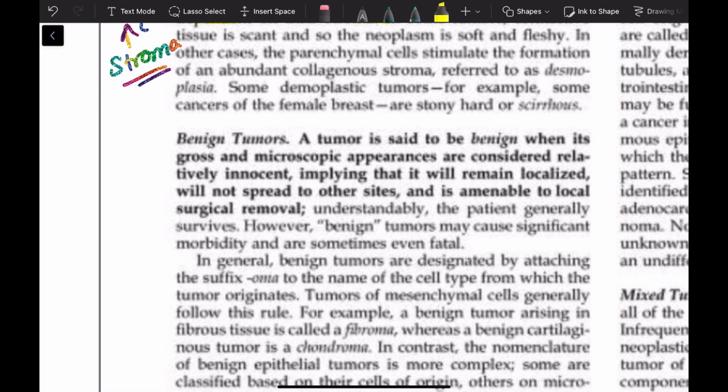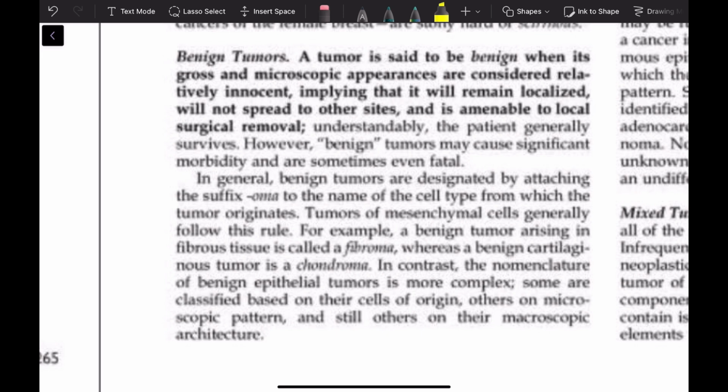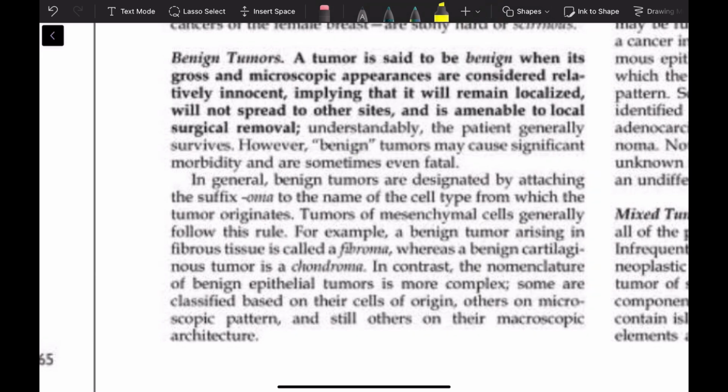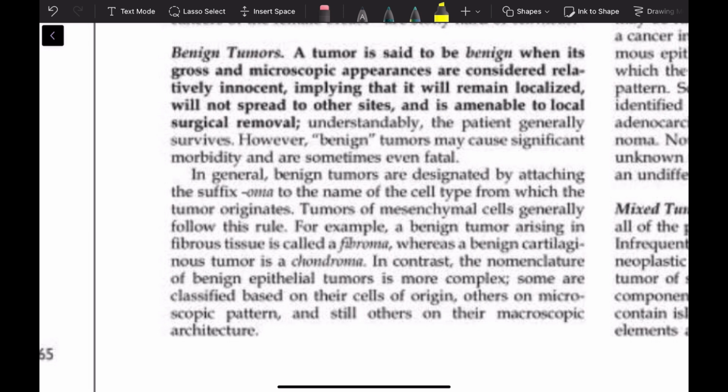Let's start with benign tumors. A tumor is said to be benign when its gross and microscopic appearances are considered relatively innocent, implying that it will remain localized and will not spread to other sites, and it is amenable to local surgical removal. Understandably, the patient generally survives. However, benign tumors may cause significant morbidity and are sometimes even fatal.